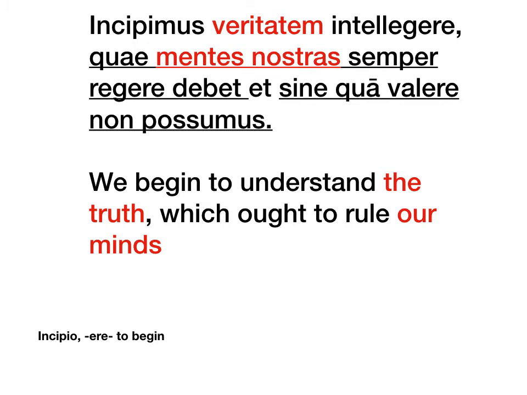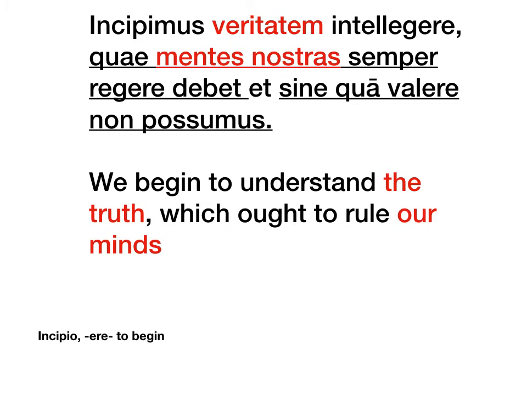So, which ought, debet, right? That's the last verb in this first relative clause: ought to rule our minds. So mentes nostras is the direct object of this relative clause. We already have two direct objects, one for the main clause, one for the relative clause. And nostras is getting that feminine accusative plural ending, because mens, mentis is a feminine noun, apparently.